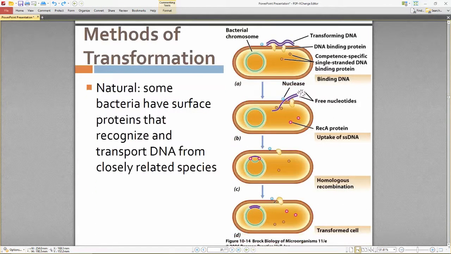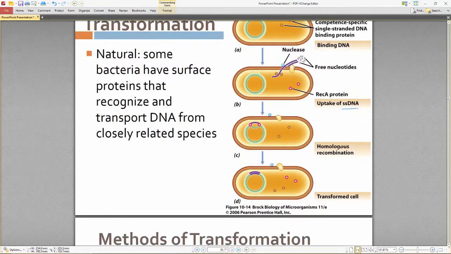Alright, so methods of transformation. How does transformation happen? Sometimes it's natural. So some bacteria have surface proteins that recognize and transport DNA from closely related species. This is a little diagram that shows you. This is your normal bacterial chromosome. This is the transforming DNA. Sometimes you have these DNA binding proteins, and then they come in, they take in the DNA, single-stranded DNA. So first they bind the double-stranded DNA, then they uptake a single strand of the DNA, then they recombine, and then after that the cell is transformed.